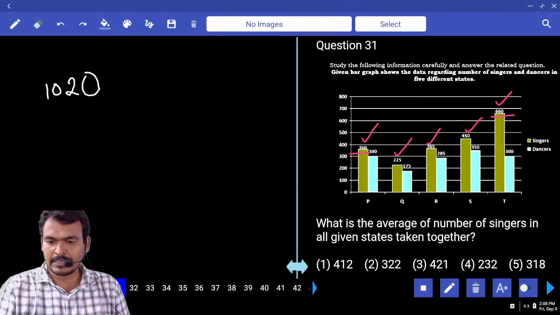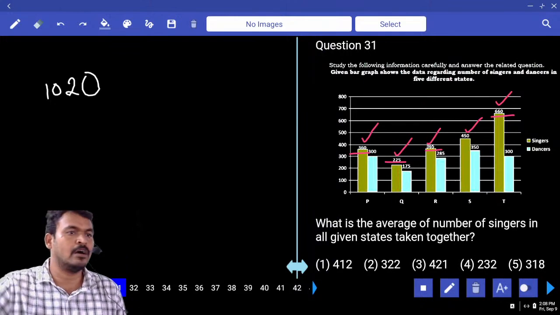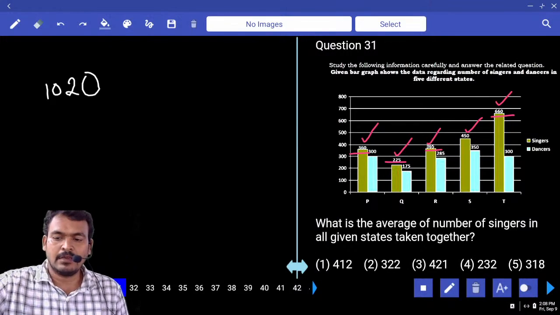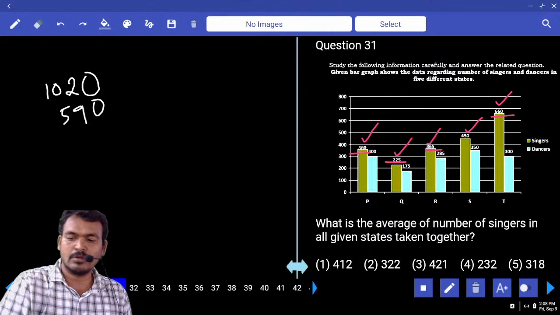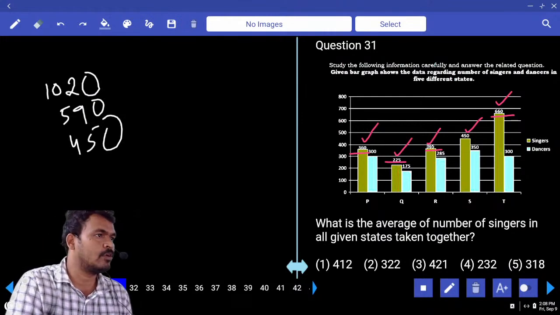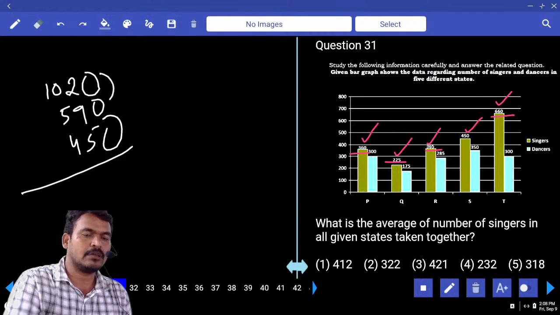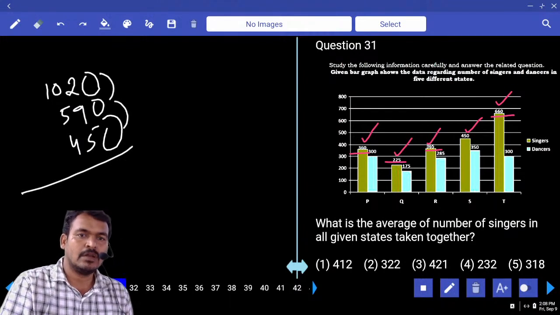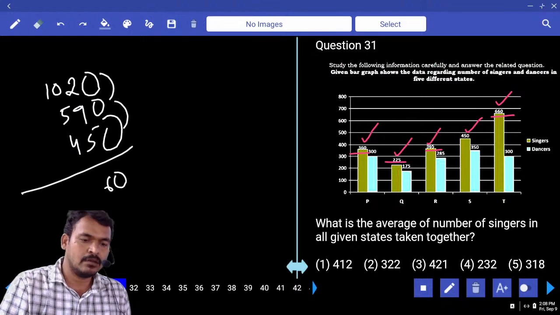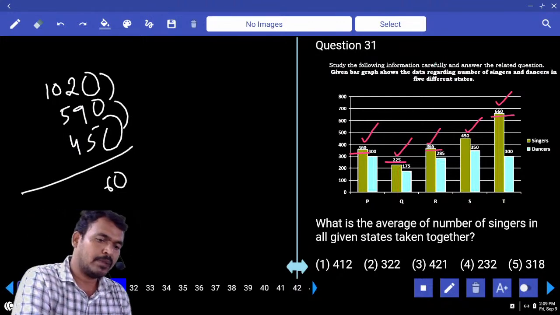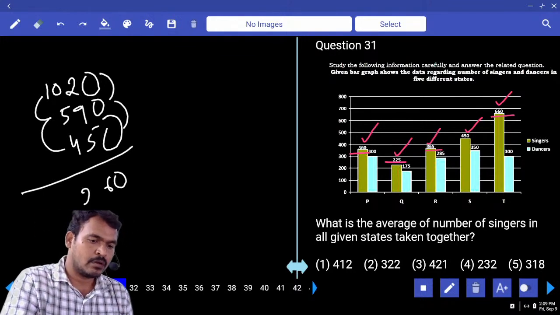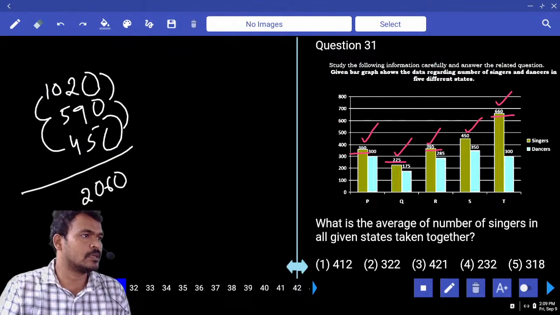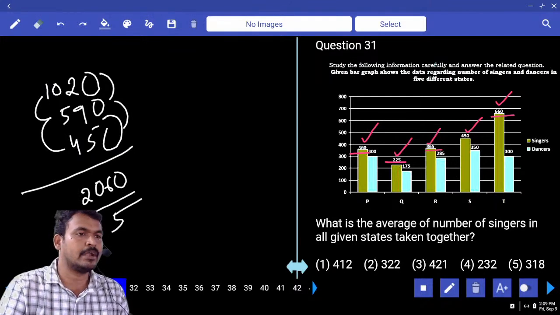1020. Next, 225 plus 365. How much? 590. Again we are adding 450. 90 plus 20, 110. 110 plus 50, 160. Write down 60. Next, carry value 1. 10 plus 5, 15 plus 4, 19 plus 1, 20. So 2060. Divide by how much? 5. We are getting 412, or not?